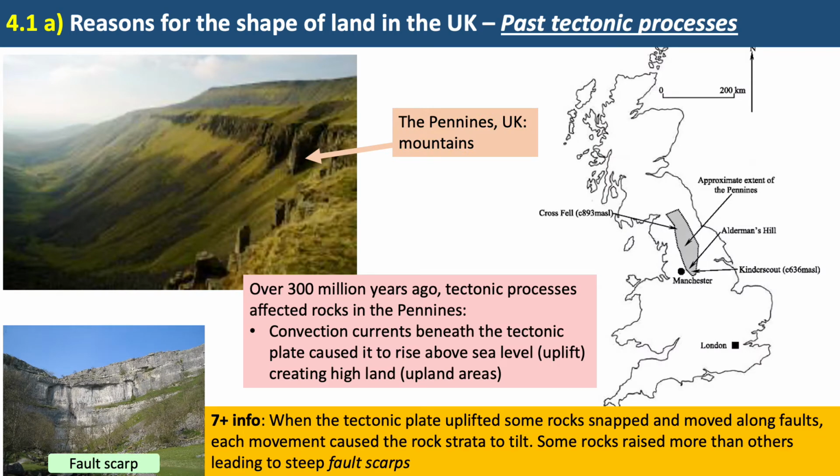Continuing this theme of tectonic processes, we've got some examples of proof that a long, long time ago, we were near plate boundaries. We've got the Pennines, so mountains that run like a spine in the middle of England. So over 300 million years ago, tectonic processes, as it said there, meant that convection currents beneath the tectonic plate caused it to rise above sea level. And this is why we have these kind of incongruous areas of highland, even in the middle of England.